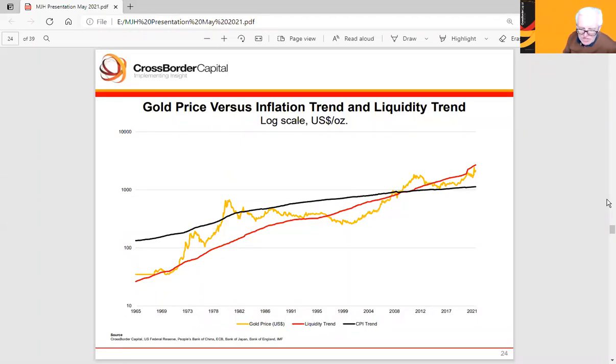One of the things that I just want to emphasize, and I think I showed this chart last month as well, but it's still very relevant, is that gold is not a hedge against CPI inflation. It's a hedge against monetary inflation. And that's what the data is trying to show. The red line is the log trend in liquidity. The black line is the log trend in high street prices. And the yellow line, which is the gold price, matches the liquidity trend far, far better than it does the CPI trend. Therefore, liquidity and gold tend to move closely together over the long term.